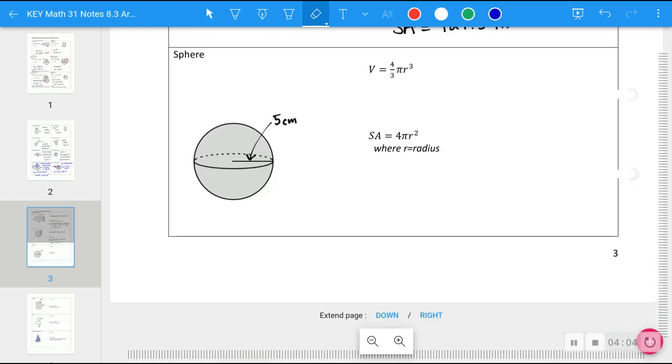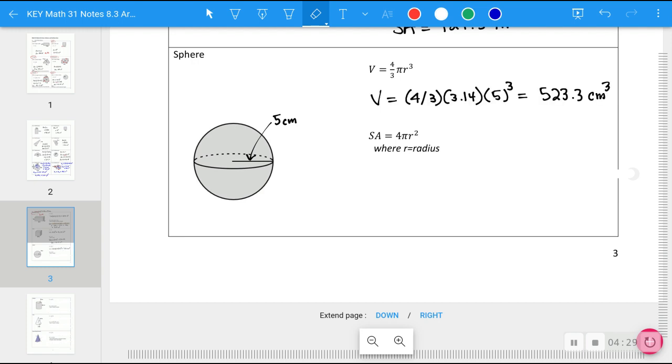Okay, a sphere has a more complicated formula, but it only uses one piece of information. The radius is all you need to know to find the volume and the surface area both. They have different formulas. The amount of inside volume, how much it holds, the capacity of this ball or sphere, is 4/3 times pi times the radius cubed.